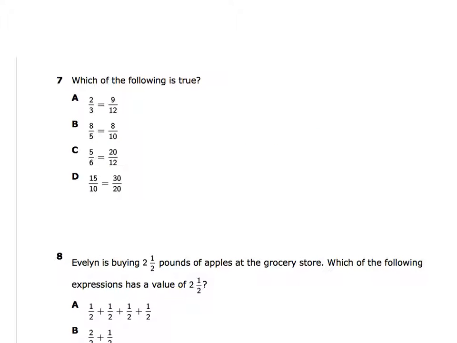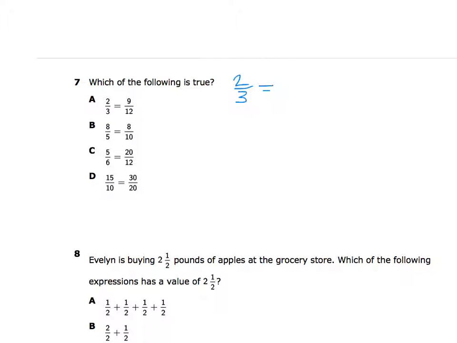In number 7, it asks which of the following is true, and they're trying to show us which of these following fraction pairs are equivalent. So remember, we do that by multiplying the numerator, the top number, and the denominator, the bottom number, by the same factor. So let's look at this one. If I look at 2/3 is equivalent to 9/12, 3 times 4 is 12, so I have to do the same thing to the top. 2 times 4 is 8, not 9, so this is not equivalent.